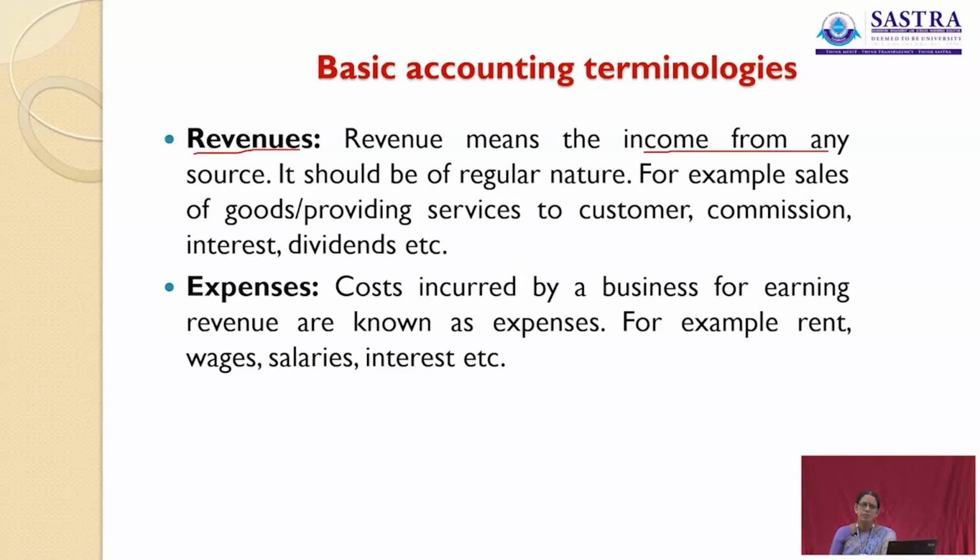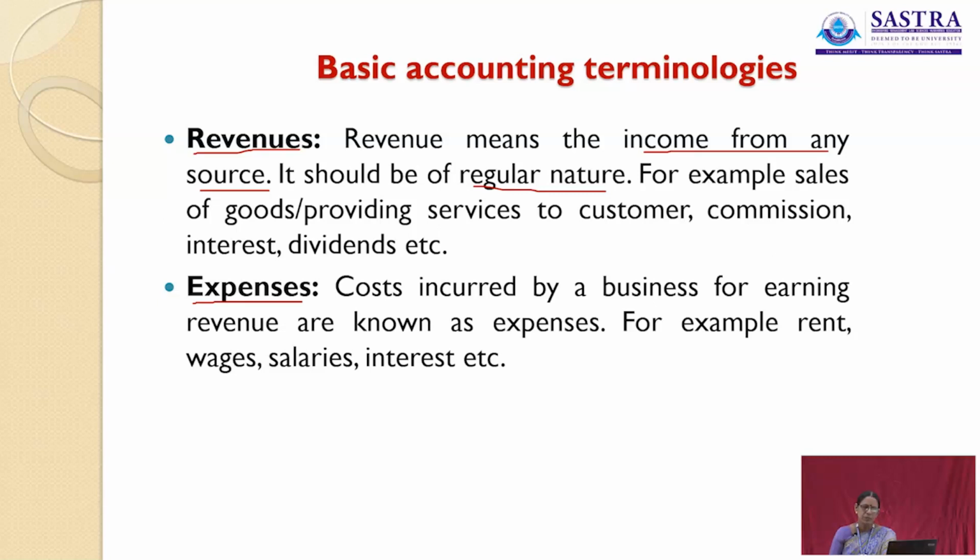Next is revenues. Revenues are the income from any source. It should be regular in nature, for example sales, commission, interest and dividends. The occurrence will be in a repeated manner. That is said to be revenue. Next is expenses. Expenses are the costs incurred by the business for earning the revenue. Any amount spent mainly to earn revenue, for example salaries, wages, rent, interest, commission. All these expenses are met mainly to earn revenue.